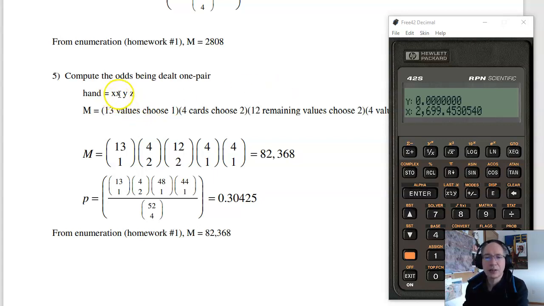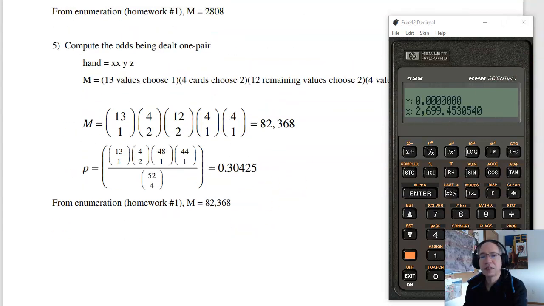There are 13 cards for X, choose 1. There are 4 cards of that value, choose 2. Now, of the 12 values that are not X, choose 2 of them. That gives you Y and Z. Of the 4 Ys, pick 1. Of the 4 Zs, pick 1. And it gives you 82,368, the same number we got by enumeration. The probability then is the same thing we got, a 30% chance of getting a pair.